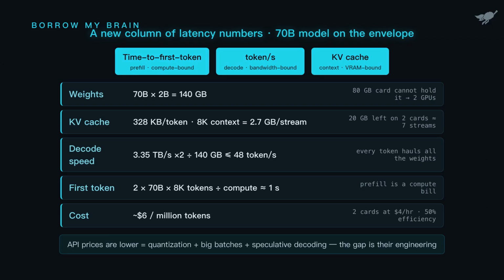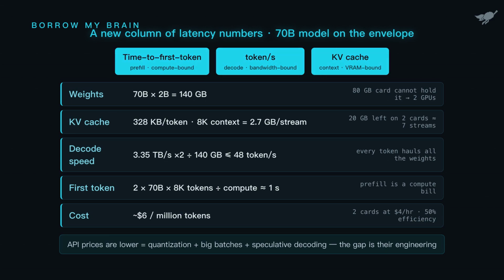Processing one token takes about twice the parameter count in floating point operations. An 8,000 token prompt times 70 billion parameters times 2, over a quadrillion operations. 2 cards flat out supply about 2 quadrillion operations per second. Cut that in half for real-world efficiency. First token, about 1 second. That 1 second you spend waiting for the model to think? It's a bill you can compute on the back of an envelope.